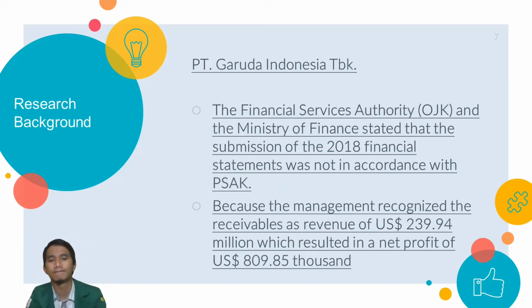And the national case is the Indonesian company Garuda. The Financial Services Authority and the Ministry of Finance said that the submission of the 2018 financial statement was not in accordance with PSAK because the management recognized the receivable as revenue of 239.94 million US dollars, which resulted in a net profit of 809.85 thousand dollars.